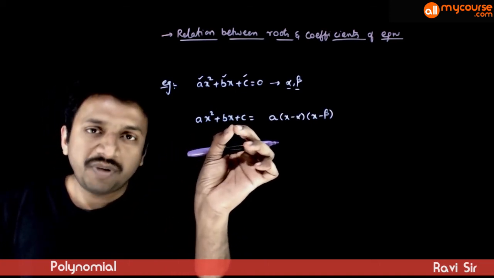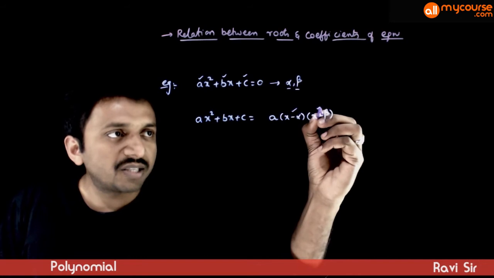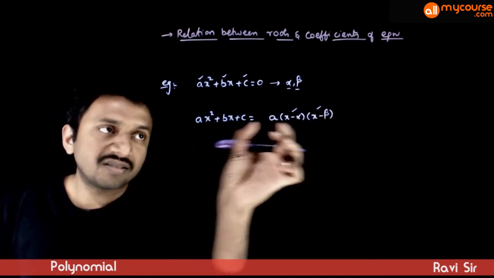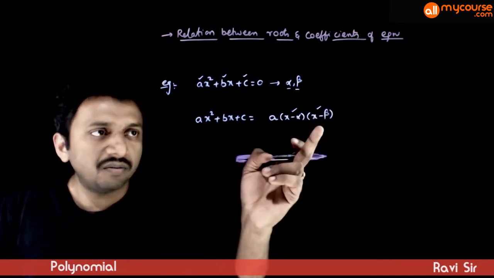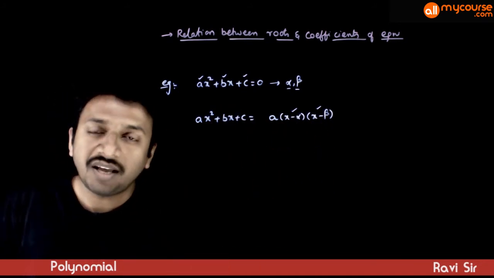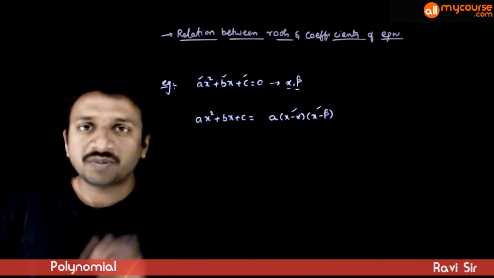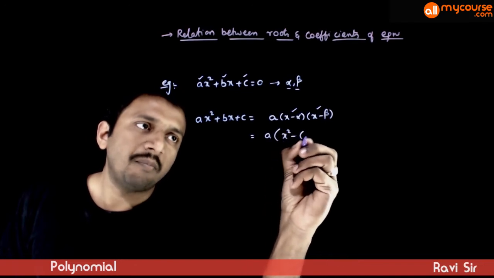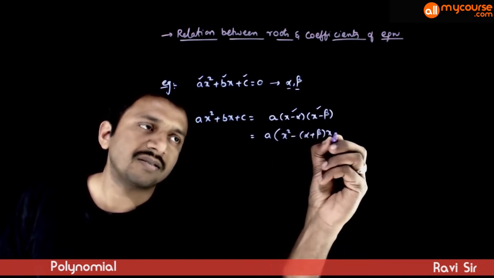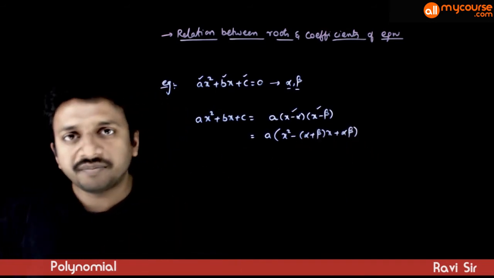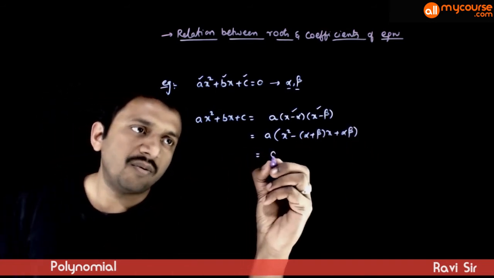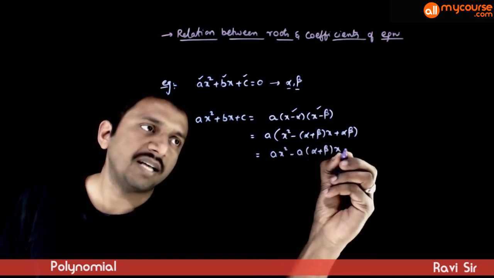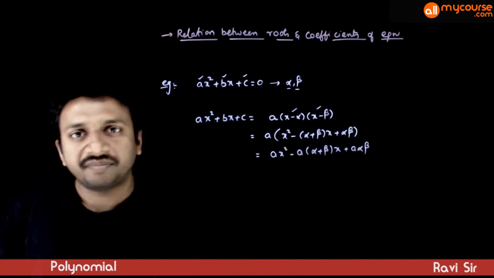So ax square plus bx plus c has two linear factors, x minus alpha and x minus beta. Now if you divide this by x minus alpha and x minus beta, you get the quotient as a. So this is equal to a into x minus alpha into x minus beta, that is equal to a times x square minus of alpha plus beta into x plus alpha beta, that is equal to ax square minus a times alpha plus beta times x plus a alpha beta.